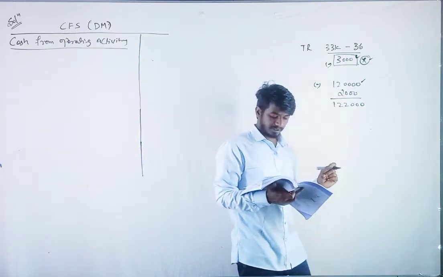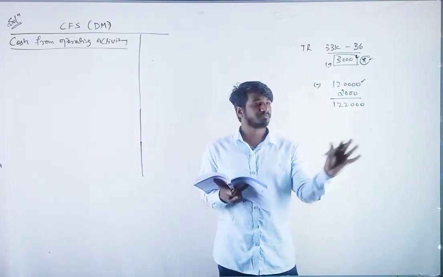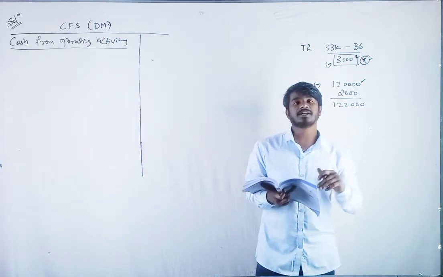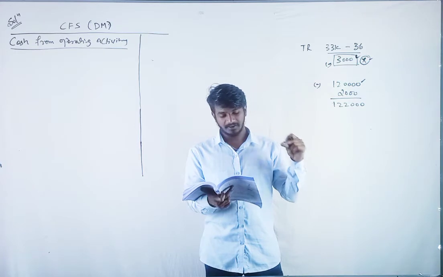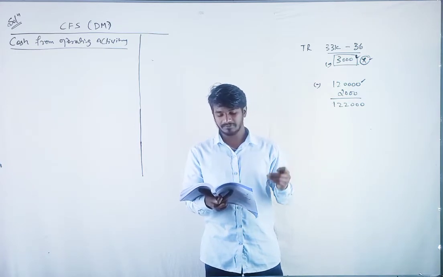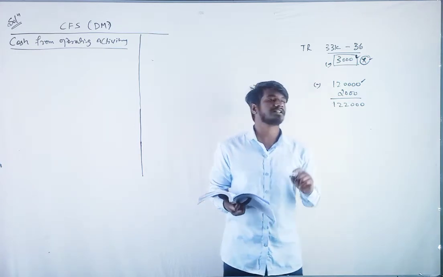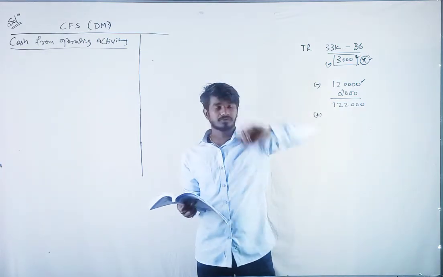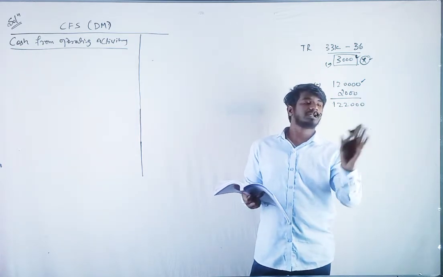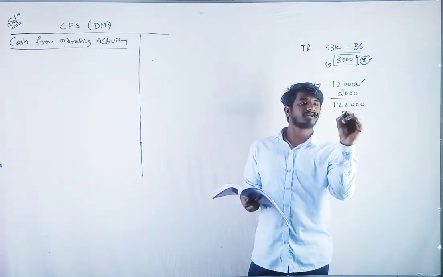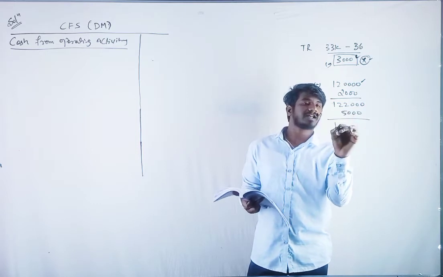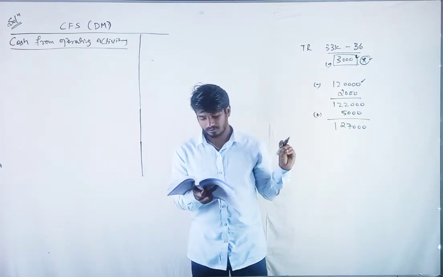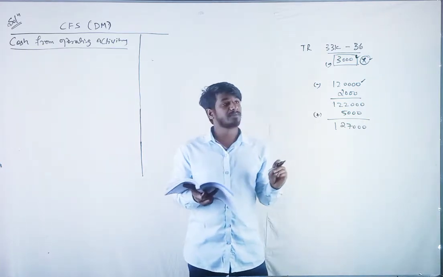Next, inventory is also related to the purchase, right? From 2016 to 17, the increase is 5,000. Means 5,000 worth of inventory we have purchased. Cash is going out. We will minus it from the revenue from operation. We can add it to the expense, right? Totally we will minus 1,27,000.